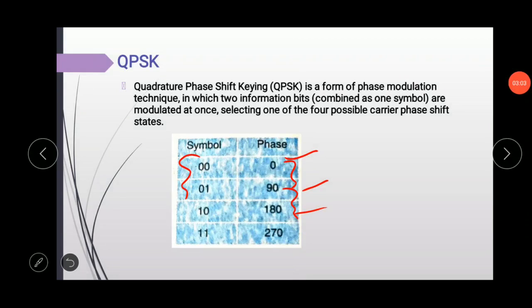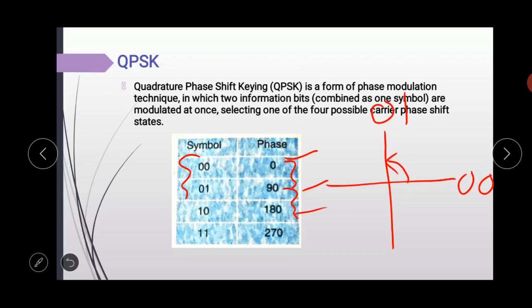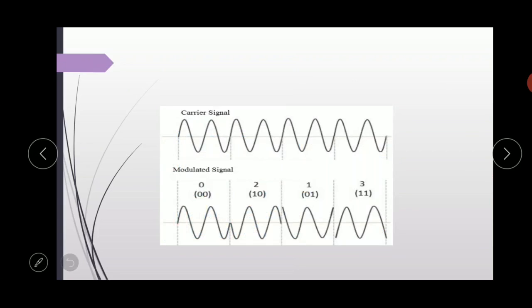If we draw a diagram, it is like this. This one is 00. Then when 01 comes, a 90 degree phase shift occurs. Then when 10 is given, again a 90 degree phase shift occurs. Then when 11 is given in the input, again a 90 degree phase shift occurs. This one is the diagram.